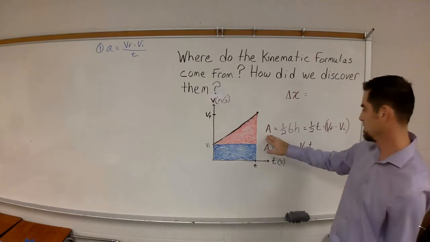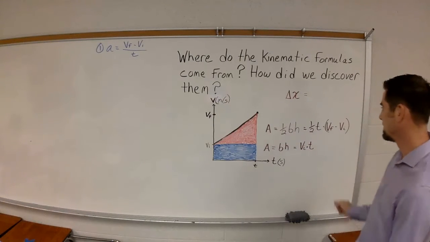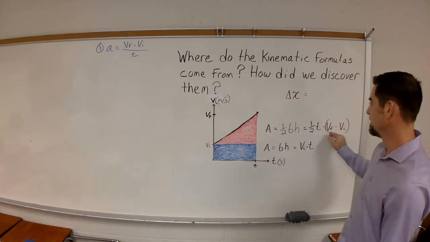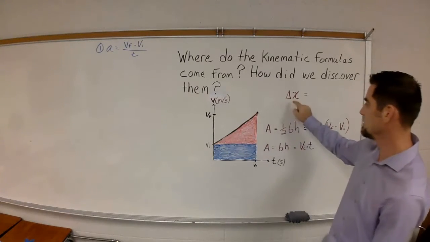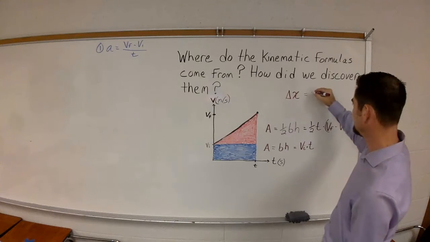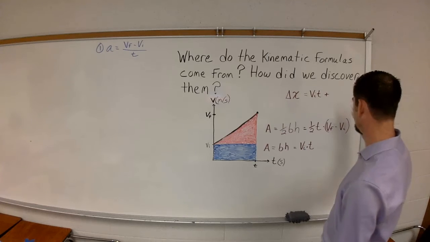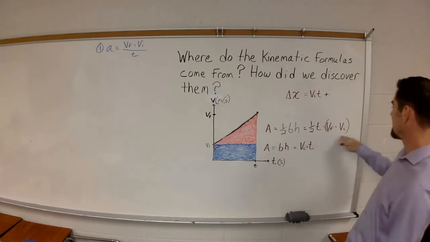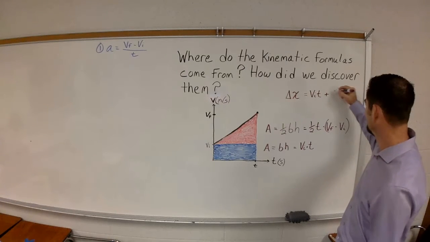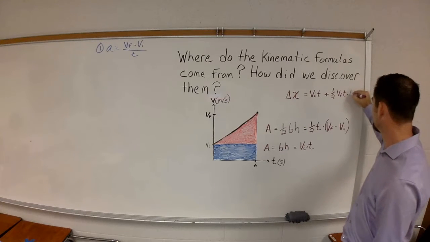Okay, so we know the area of our triangle and the area of our rectangle. If we add these together, this should be our total area. And remember, our total area under the curve is equal to the displacement. So let's add these together. We've got initial velocity times time plus, let's go ahead and distribute the 1/2 t inside our parentheses, 1/2 final velocity times time minus 1/2 initial velocity times time.